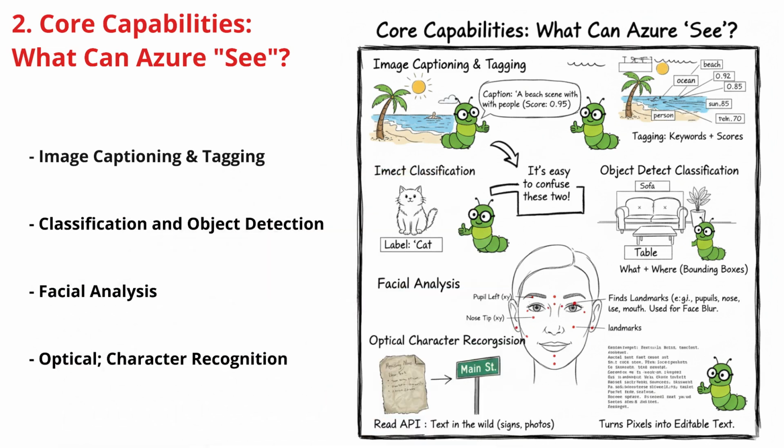Finally, optical character recognition, or OCR, converts pixels into searchable text. Using the Read API, Azure can extract text from the wild, turning images of signs, labels, and documents into digital, machine-readable data. Together, these capabilities allow Azure to see, locate, and read the world just like a human would.